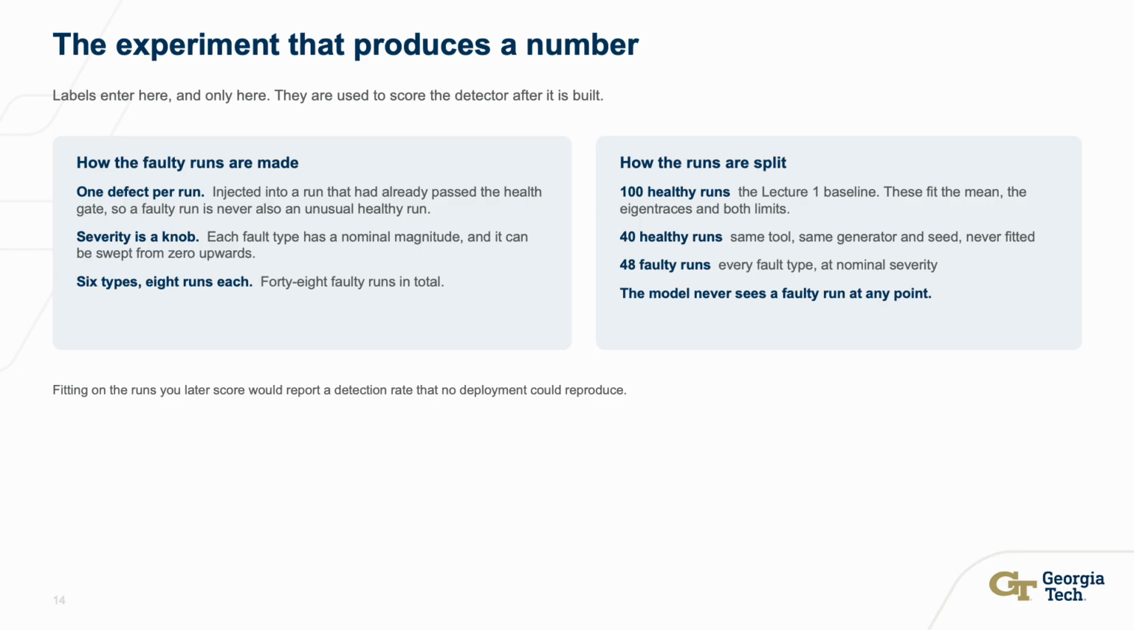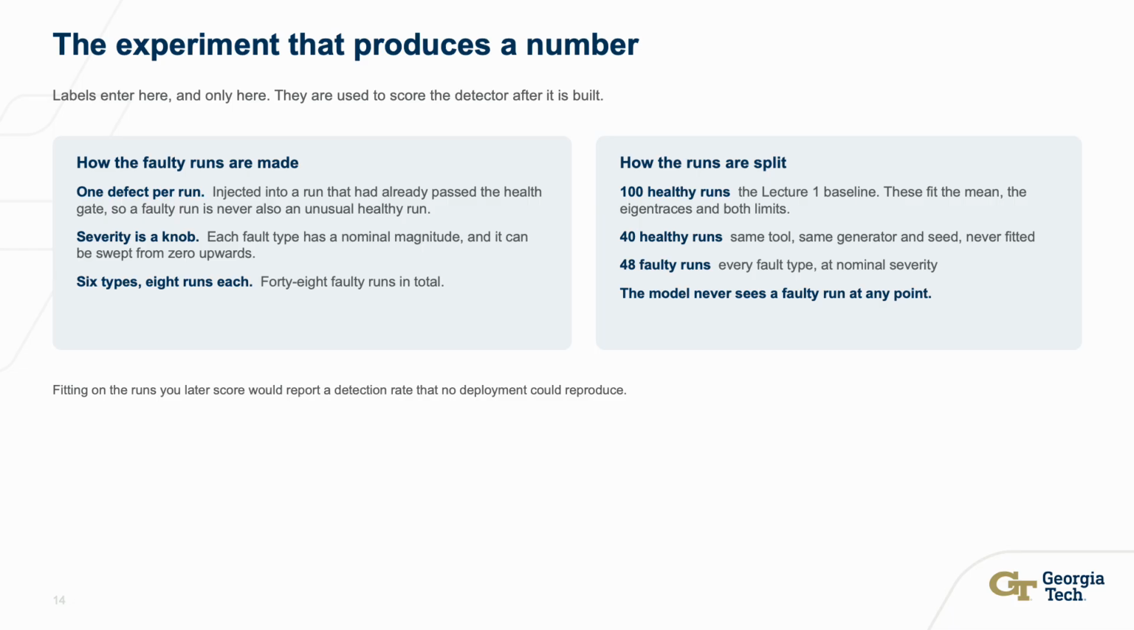On the right, how the runs are split. 100 healthy runs fit everything: the mean, the eigentraces, both limits. Those are exactly the 100 runs from lecture 1, unchanged. 40 more healthy runs come from the same generator with the same seed, so they are further runs of the same tool, and no model in this lecture is ever fitted on them. 48 faulty runs come from the labeled population because that is the only place faults exist. The boundary is the one to hold on to. The model never sees a faulty run at any point in its construction.